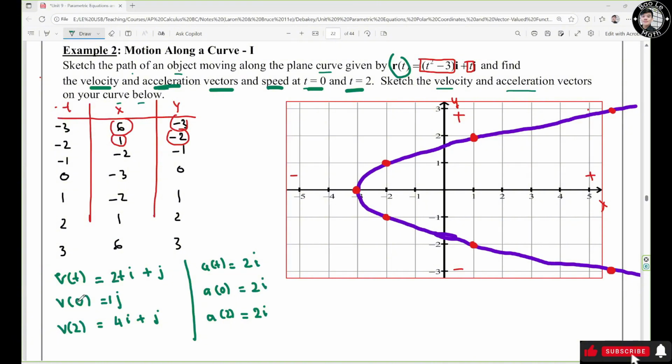Now, at t equals 0, the y component is 1, so t equals 0 is right here, right? So the ordered pair should be negative 3 and 0 right here. Now, the y component is 1, and it's going up, right? Look, it's positive. So 1 is going to be right here. So this one is v of 0, right?